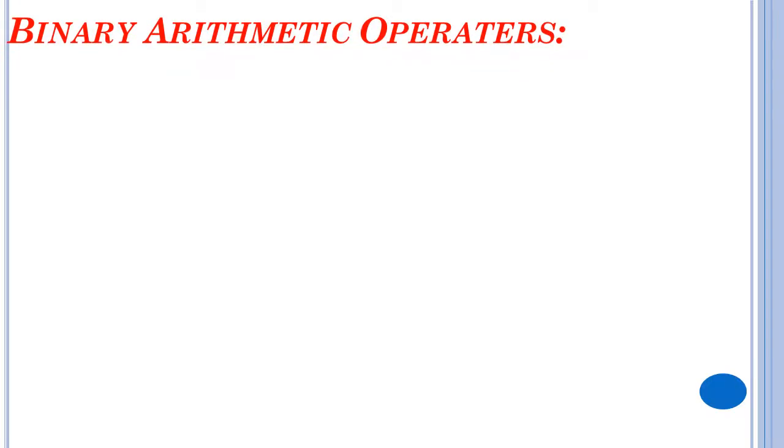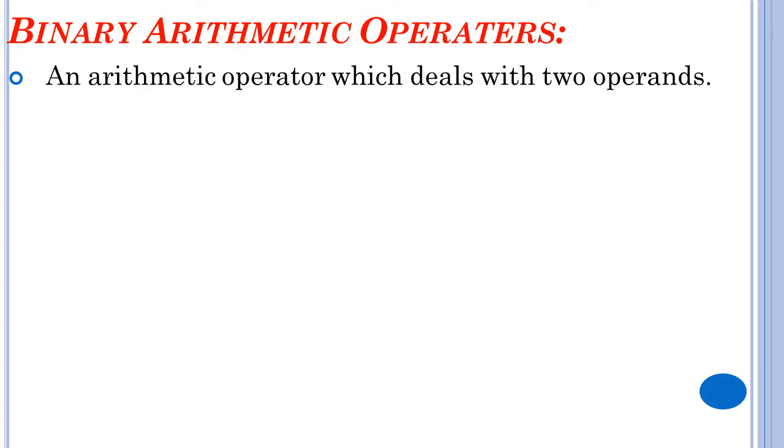Next topic is about binary arithmetic operators. Binary arithmetic operators mainly deal with two operands. Two operands means two variables. Unary arithmetic operators I have explained in a previous class. They deal with only one operand. Here we will deal with two operands. So it is known as a binary arithmetic operator.